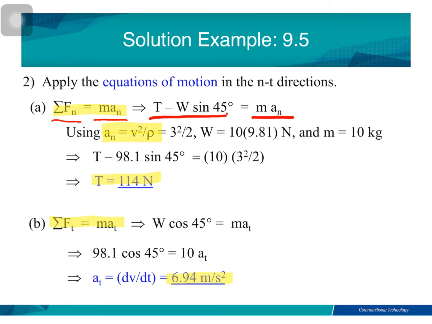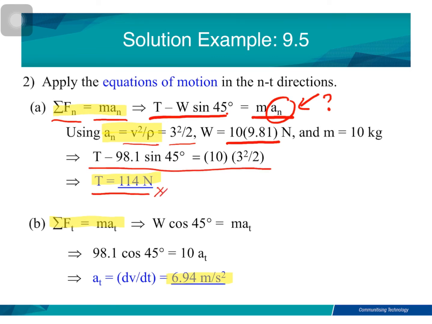Now we need to calculate what is a_n. a_n here is v squared divided by rho. What is v? V is given as 3, so 3 squared divided by 2. W is mg, 10 times 9.81. Then by substituting into this equation, you can solve T is equal to 140 Newton.